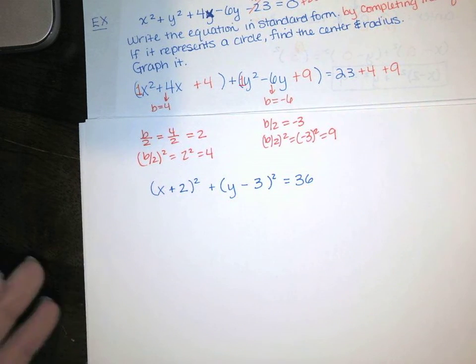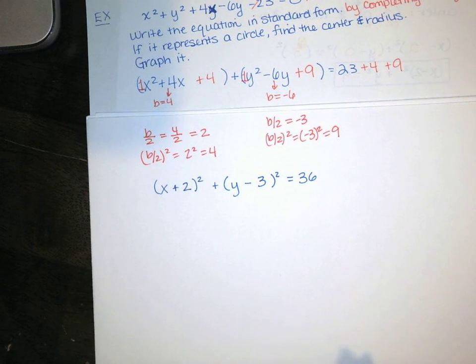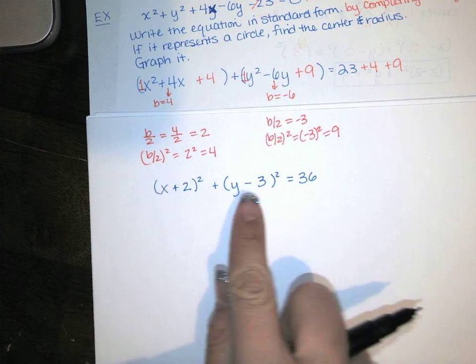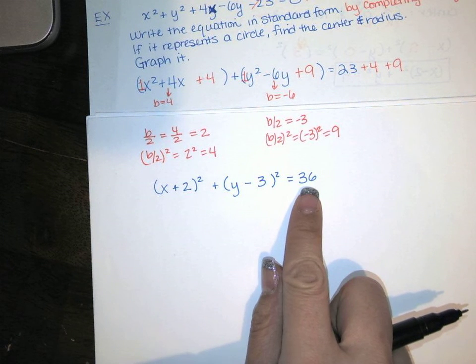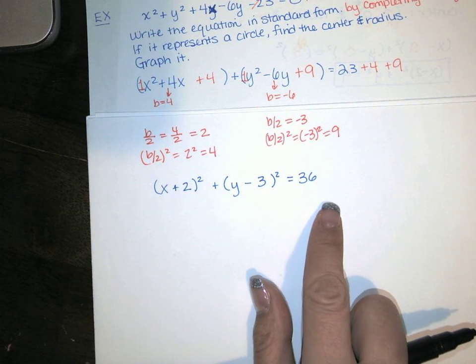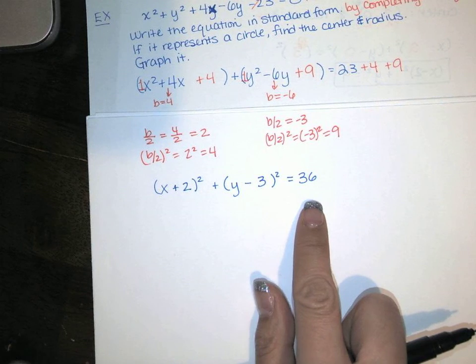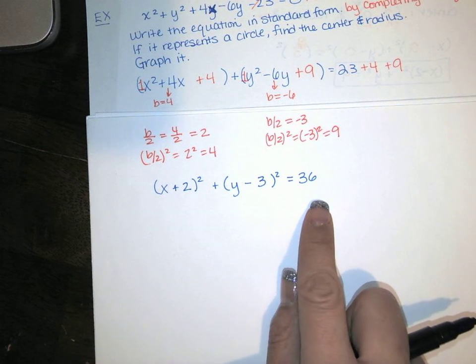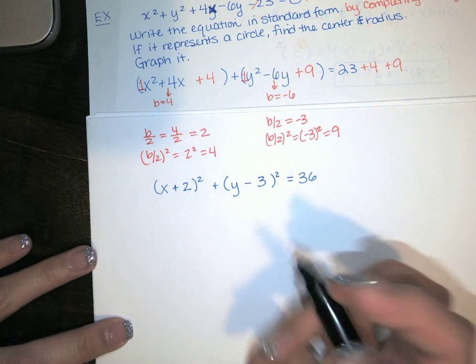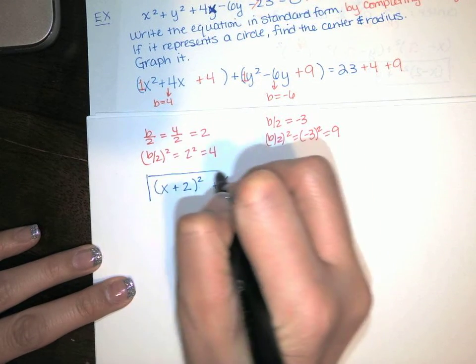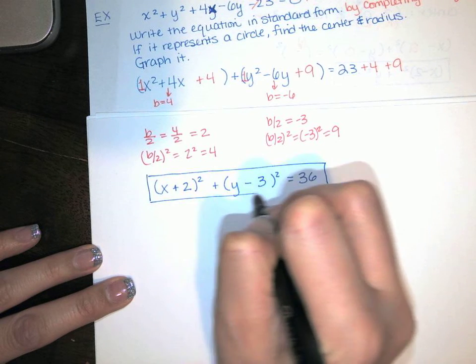So this is the point when we say, yes, we've completed the square, we've written the equation in standard form, and notice the right-hand side. If that right-hand side is positive, even if it's not a perfect square, if it's a 17, it's totally fine. If the right-hand side is positive, this represents a circle. So this is a circle. Yes, it represents a circle.